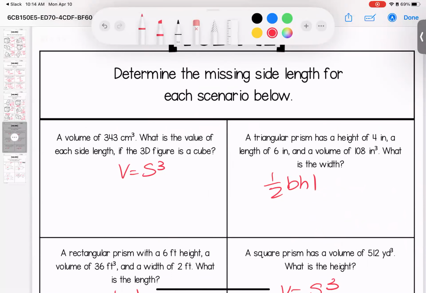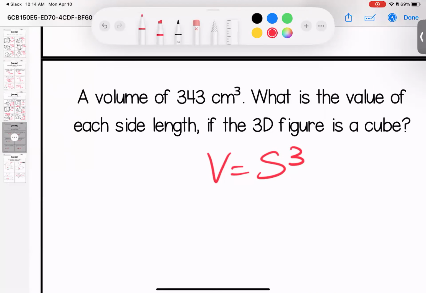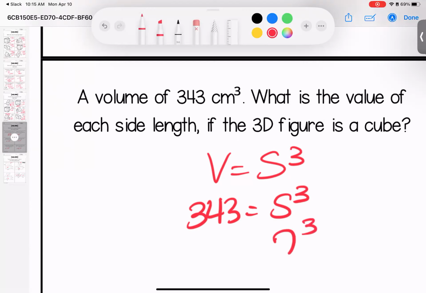All right, loves, looking at missing side lengths. So if we have a volume of 343 and I want to know the missing side length, I know from before that if I did 5 times 5 times 5, I had 125. So this time I'm going to start with 7, because I know that 7 times 7 already gets me to 49. This is a missing length of 7.